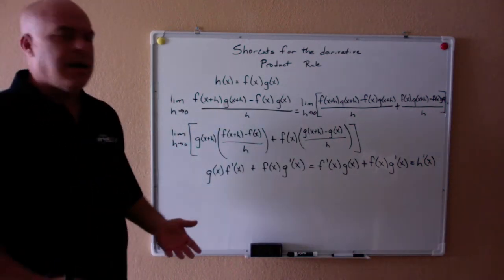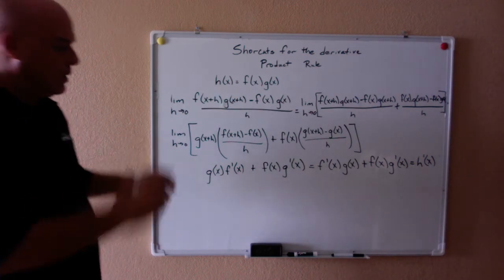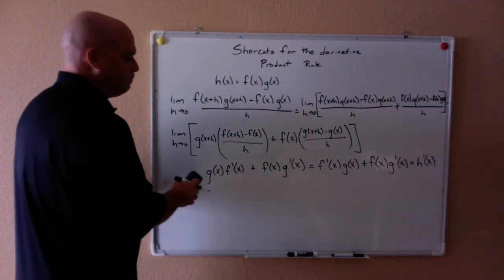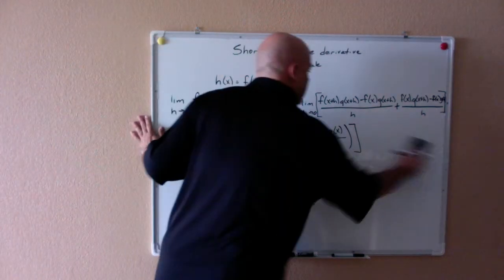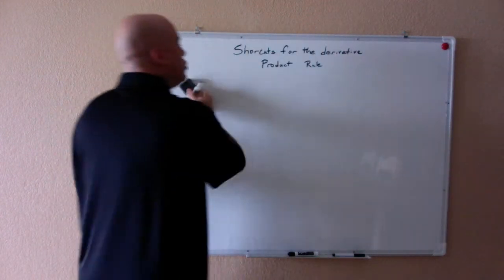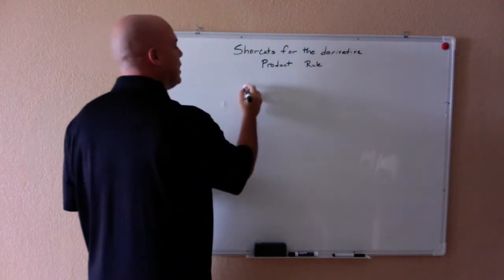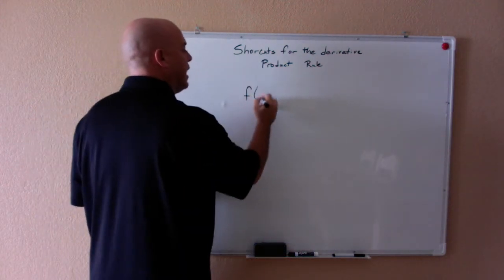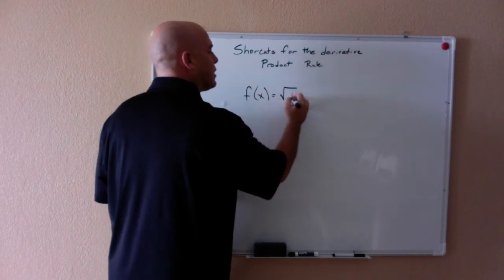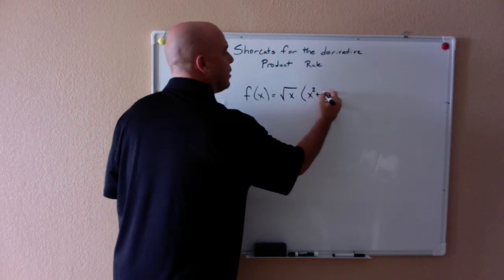So let's see what this looks like as we put this into practice. So there's the proof of it. Let's actually look at a function or two and see how this works and what the application for it actually is. So let's say that we've got a function f of x, and let's do the square root of x times x squared plus 3x.